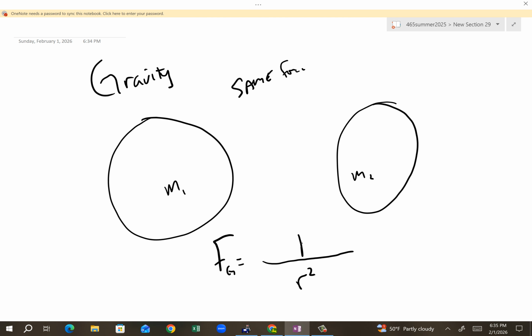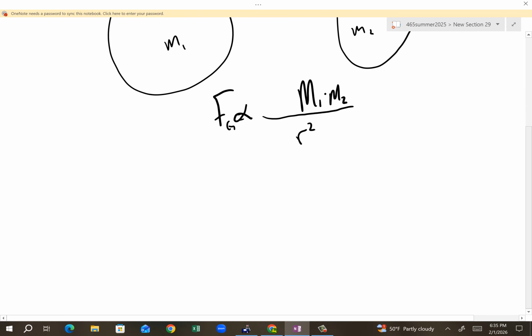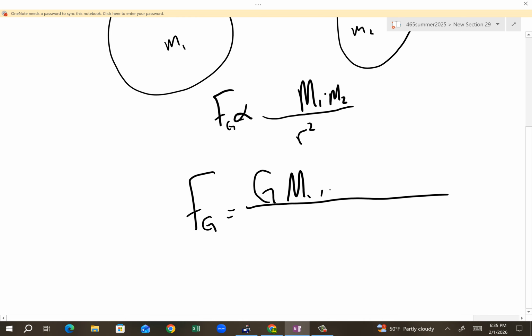And then you're like, well, isn't it something like mass 1 times mass 2? Yes, theoretically this is true. We say this is proportional, but it's not equal. And it's not equal until we multiply through by a constant. That constant is what's called the gravitational constant, and it's big G. M1, M2 over R squared.